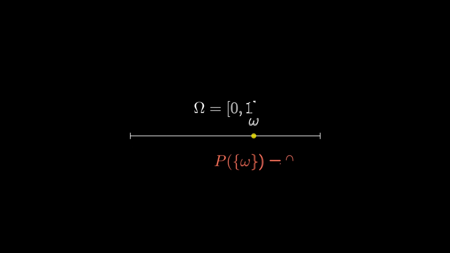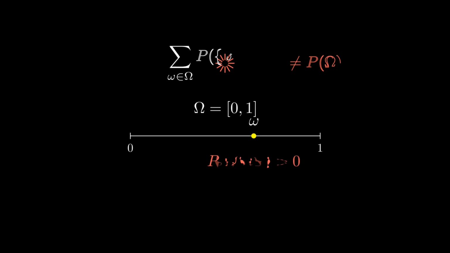Consider Ω equals the interval [0, 1], representing the selection of a random real number. If we assume a uniform probability distribution, the probability of any single outcome ω is necessarily 0. If it were any ε greater than 0, the sum of probabilities would diverge to infinity, violating the axiom that P(Ω) equals 1.